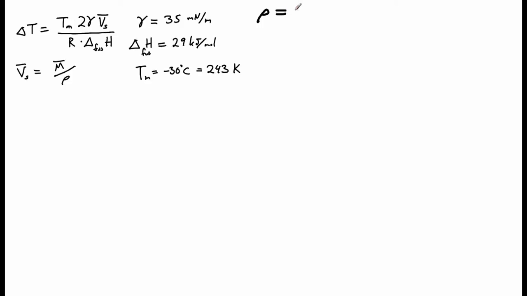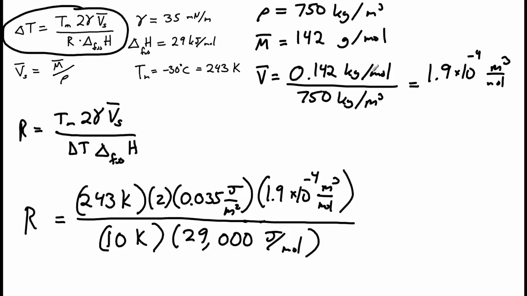We don't have the density for solid decane, but it will be a little bit higher than liquid decane, so we'll approximate it as 750 kilograms per meter cubed, and the molar mass, okay, so we plug in our molar mass of 142 kilograms per mole. We plug in our density of 750 kilograms per meter cubed, and we get our molar volume for the solid of 1.9 times 10 to the negative 4 meters cubed per mole. Plug that in over here.